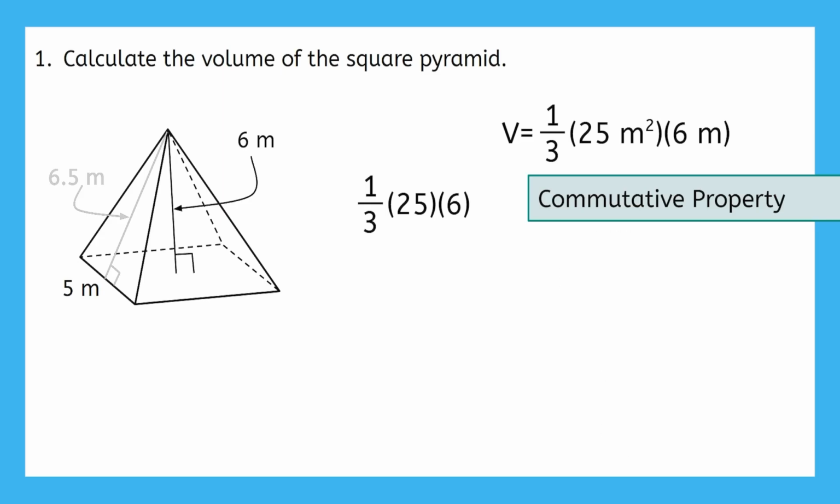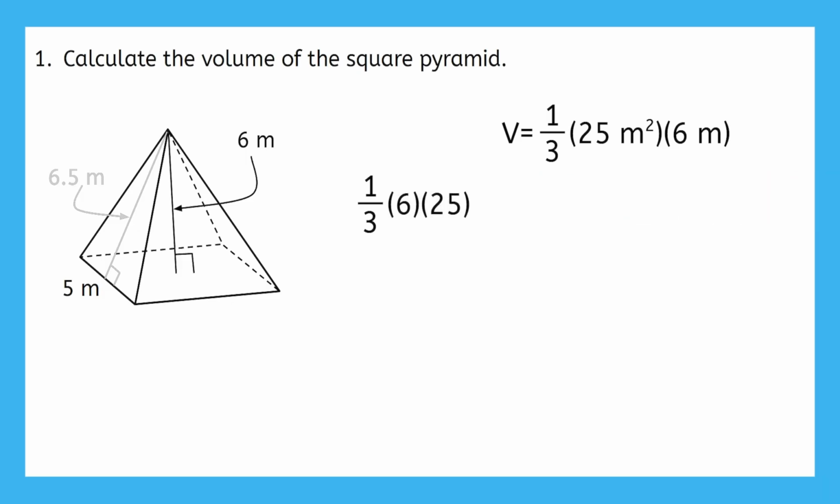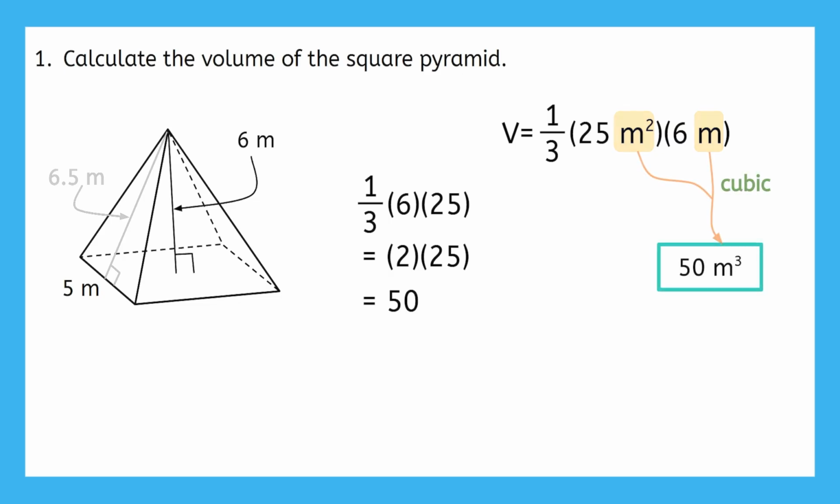So I'm going to use the commutative property to multiply 1/3 times 6 first. That'll help me get rid of the fraction and still have whole numbers to work with. We now have 2 times 25, which is 50. Since the units for the base were square meters and the units for the height were meters, multiplying those together gives us cubic meters and a final answer of 50 cubic meters.